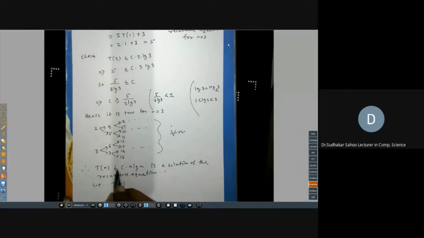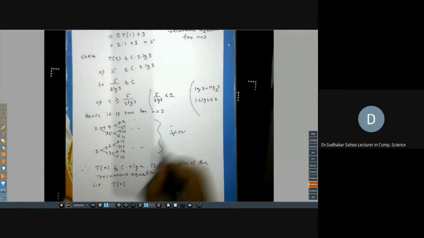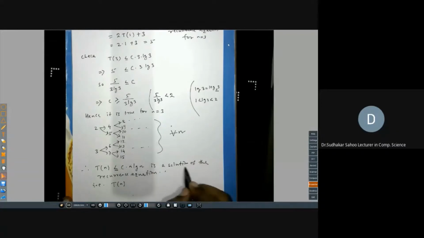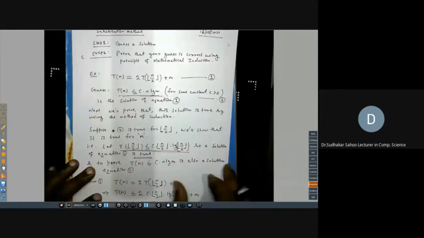So in notation, if you want, you can write Tn less than or equal to C n log n, for some C that exists, we have proved. Okay. So this is the definition of big O of n log n. So using the substitution method, we have proved that the solution of this is big O of n log n.